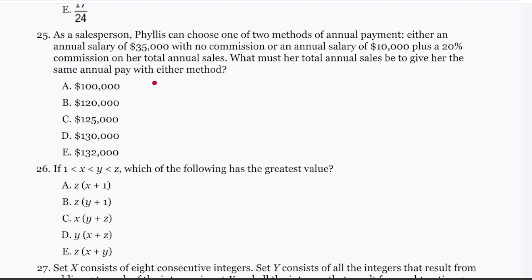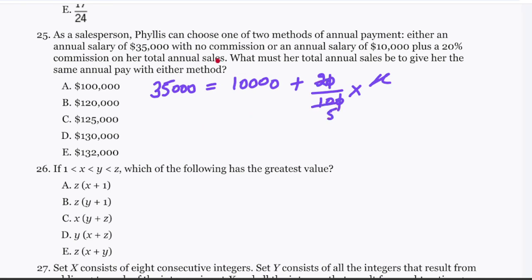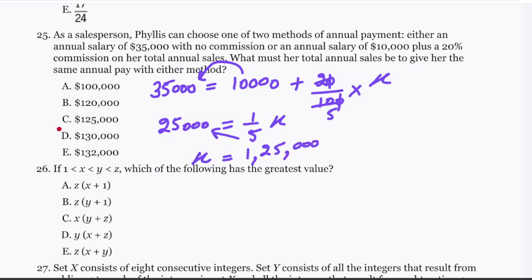That means she should get $35,000. How? Salary of $10,000 plus 20% commission of the annual sale. Now let's say the annual sale is X, right? The 10,000 will go to the left-hand side, and I'll get 25,000. That is equal to 1 by 5 of X. Now if I cross multiply, I get X equal to 1,25,000. Option number C.